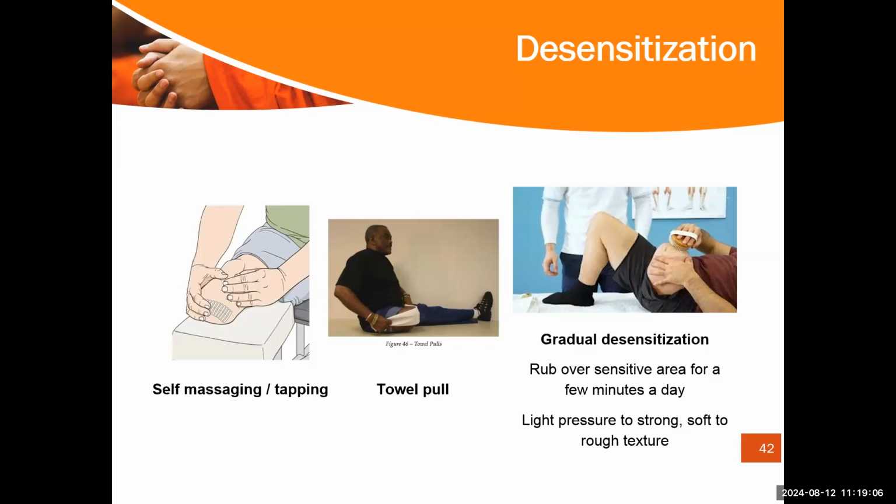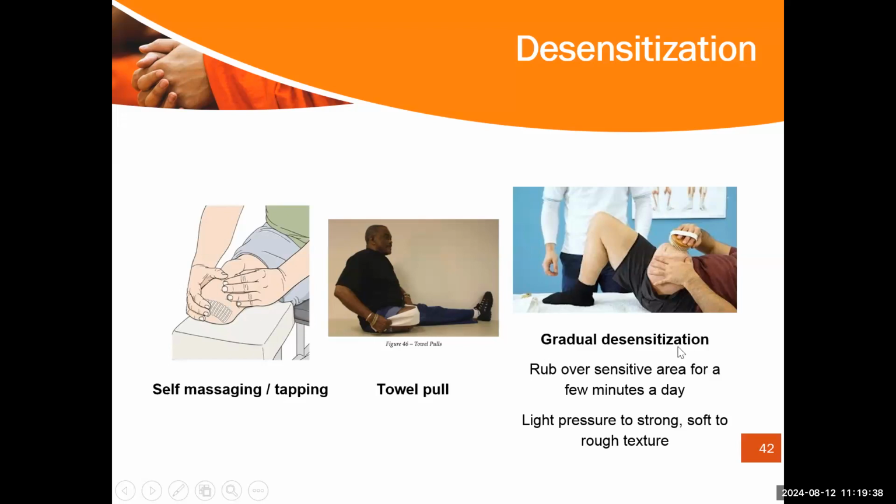You're not actually opening up the wound, then it's okay. You can massage other parts, especially the painful parts. And then the towel pull. Towel pull means you just give the patient a towel and put it at the distal part and then you pull it. So this creates some compression onto the stump, and then it will decrease the pain.